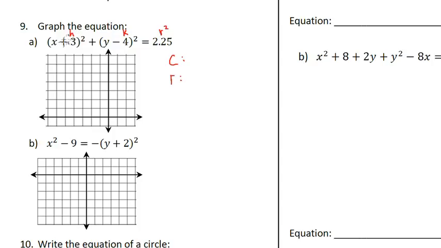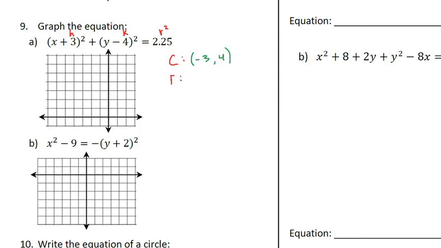If the number here is positive, we know that the sign has to flip, or the sign is going to flip every time. That means h is -3 and k is +4. I've explained why those signs are opposite in previous videos, so hopefully if you're having trouble with this unit, you've watched those videos. Okay, now r squared is equal to 2.25.